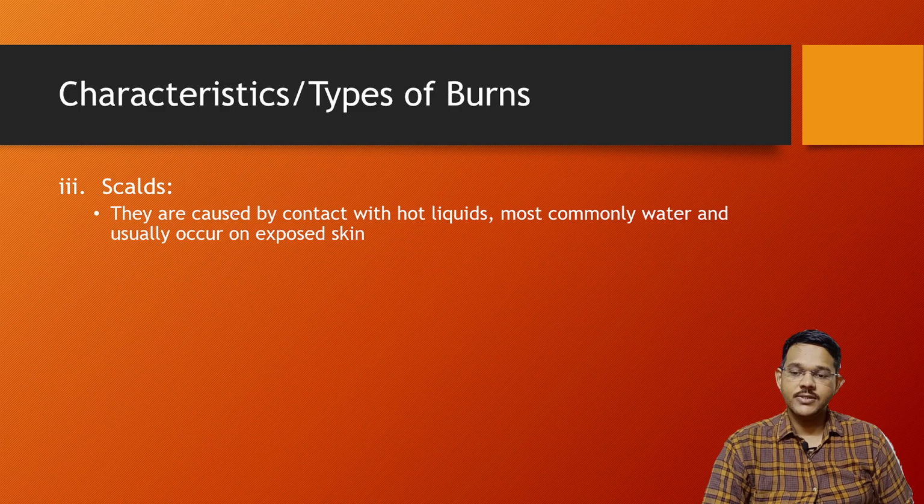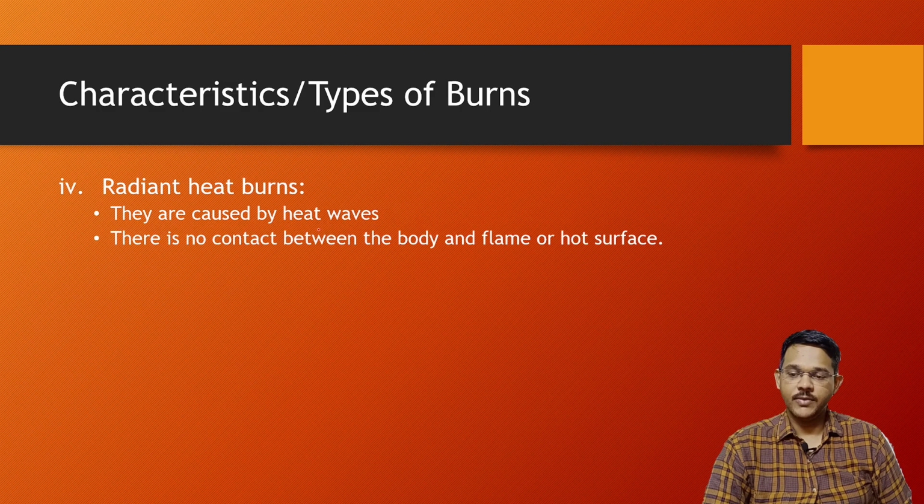Next are the scalds. These are caused by contact with hot liquids or chemicals, most commonly water. They usually occur on the exposed parts of the skin. Next type is the radiant burns, caused by heat waves. Localized application of heat waves, or hot objects radiating heat waves, may cause heat burns. There is no contact between the body and the hot object, just radiant heat.